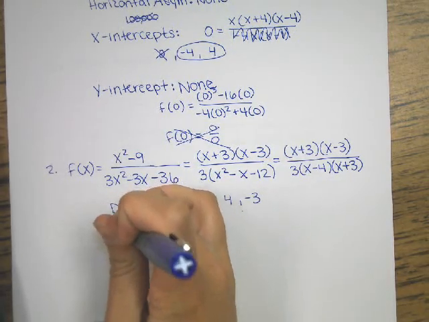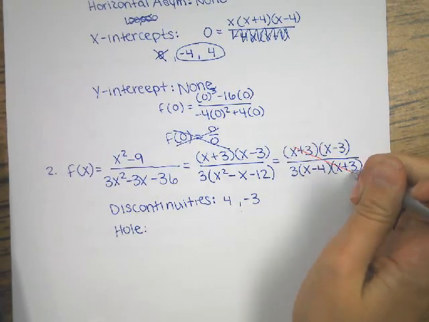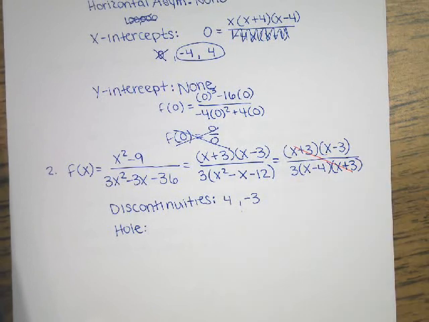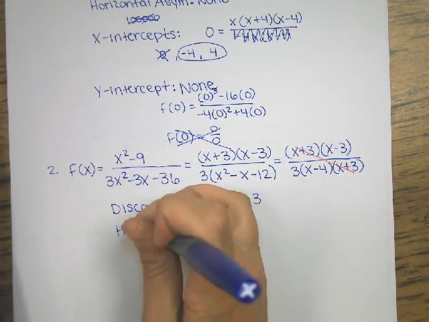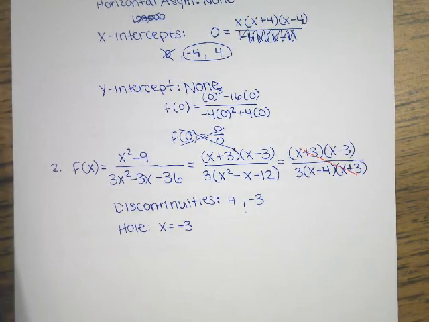To determine if one of those is a hole, if it's going to be a hole, it's going to cancel top and bottom. It's going to have a factor on the top and the bottom. So we have a hole at x equals -3, because that factor cancels top and bottom.